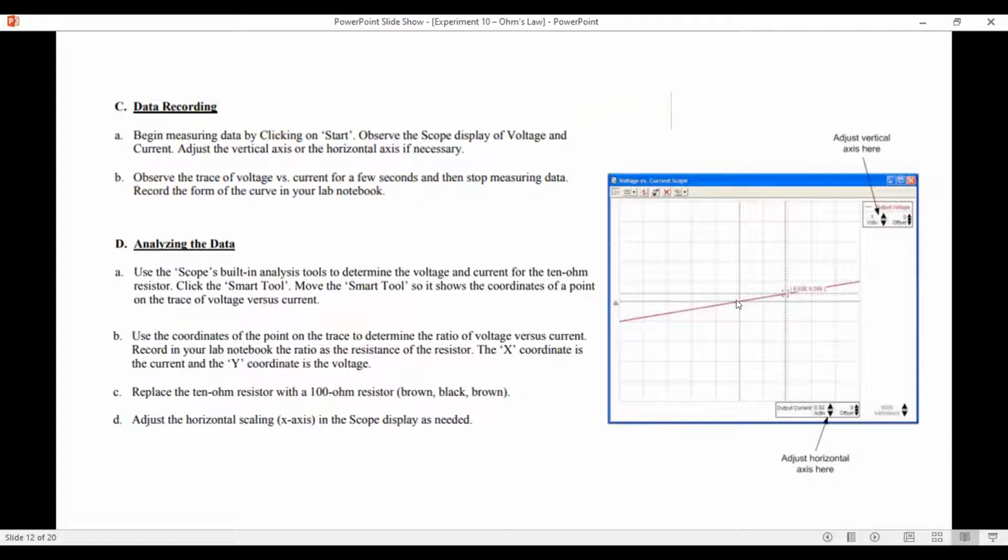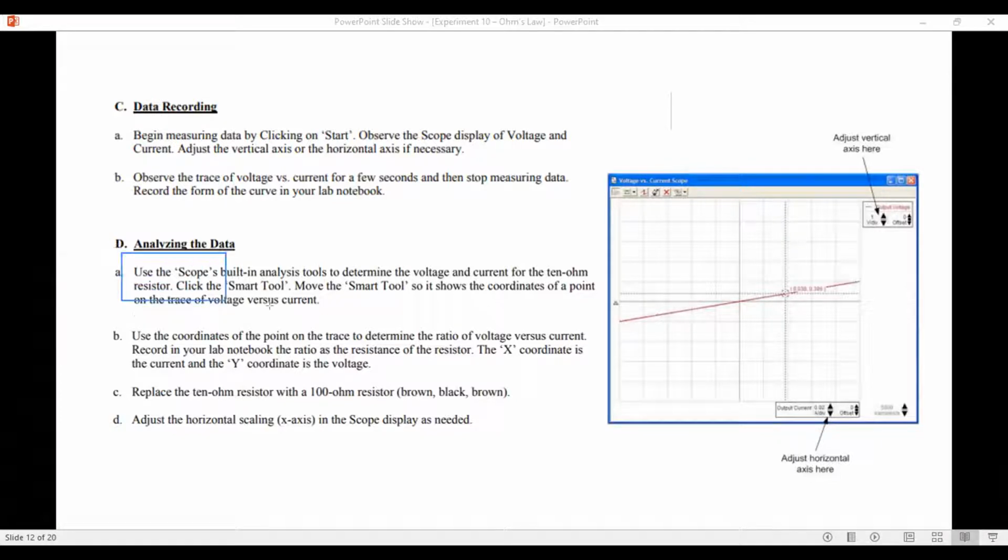Now, we've had a little bit of a problem with some of these systems. Unfortunately, there's a little bit of a voltage offset or a little bit of a current offset. So if we look at what we have shown here, and this is very important, so take note, okay? It says, use a scope's built-in analysis tool to determine the voltage for the 10 ohm resistor. Click Smart Tool, move the Smart Tool over the coordinate points.